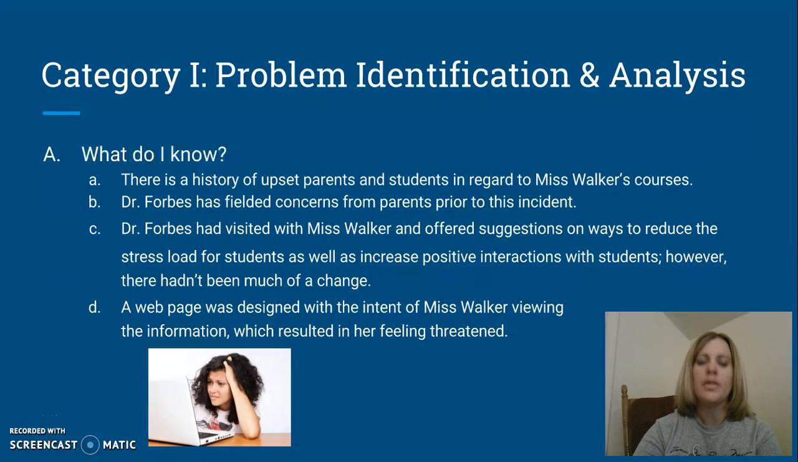However, Dr. Forbes felt that nothing really had changed after having that conversation with Ms. Walker. Last, a web page was designed with the intent of Ms. Walker viewing the information, which is why she was actually emailed the link. So it's not that she found it by accident, but she was sent the link by an anonymous source, showing that there was intent there. The web page was made for her to see, which then resulted in her feeling threatened because somebody posted if they would like Ms. Walker to disappear.